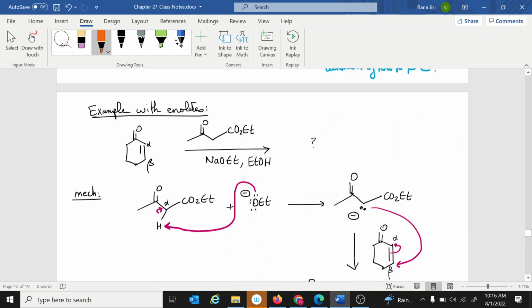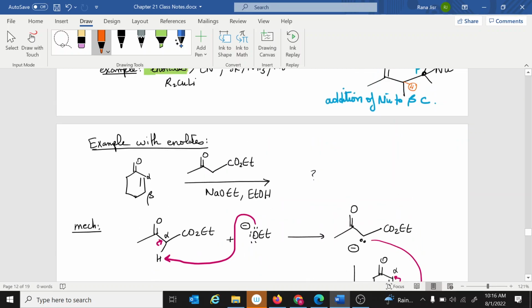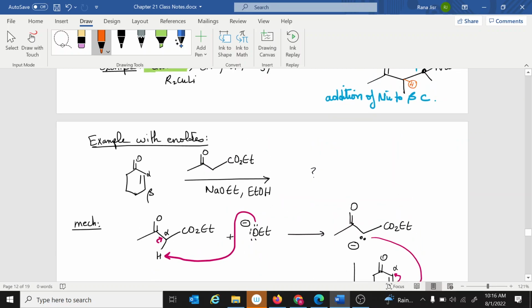So let's have an example. This is called Michael addition. So every time you see an enolate and an alpha beta unsaturated carbonyl, it is going to look like this. So this is an alpha beta unsaturated carbonyl. Those two are going to make the enolate. So you start always by making the enolate. No matter what the reaction is, you always make the enolate.